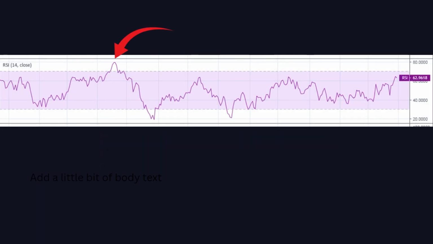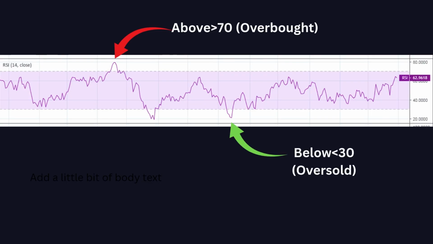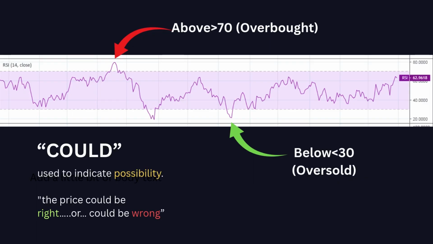Just don't forget the thumb rule. Above 70 could be overpriced, so you can sell. Below 30 could be underpriced, so you can buy. Please note the emphasis on the word could. It's only a possibility.